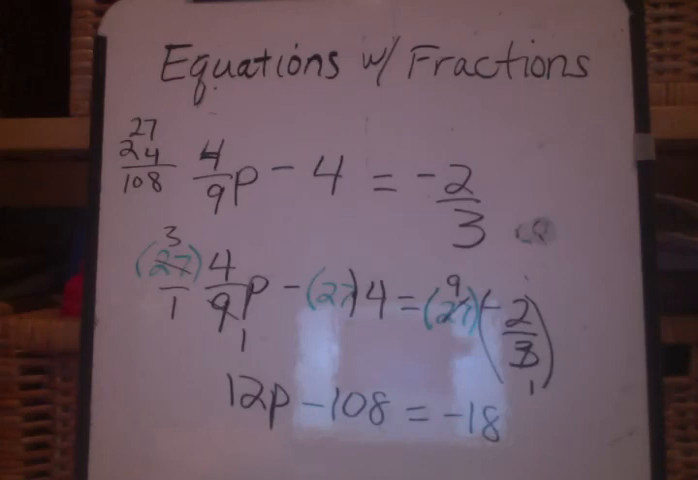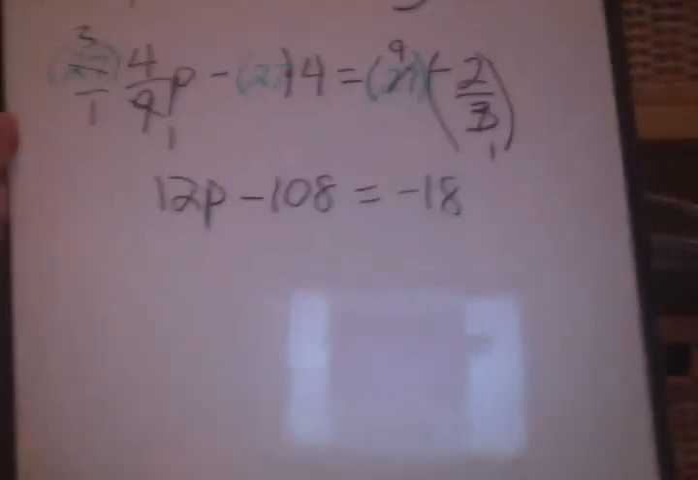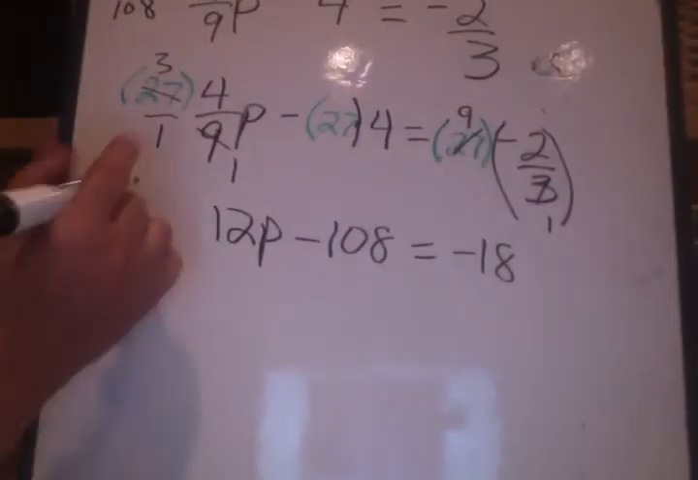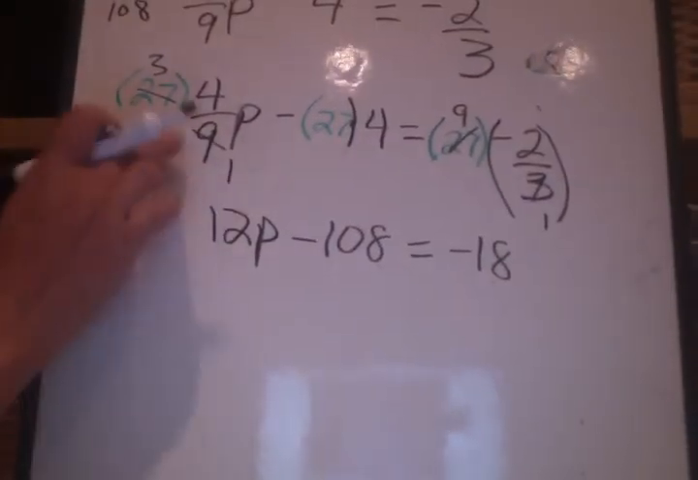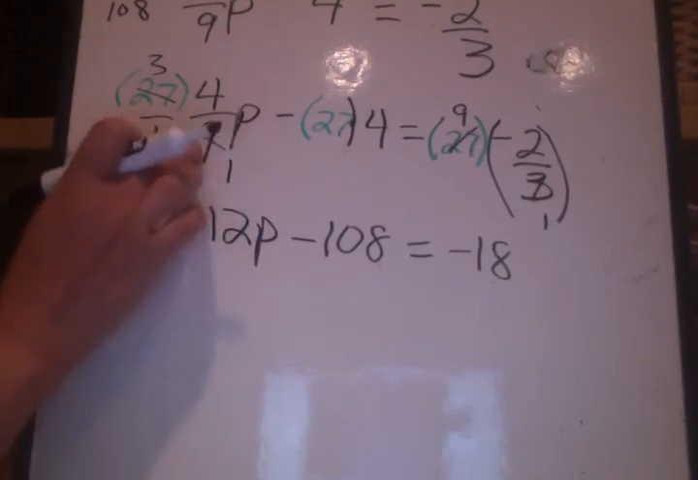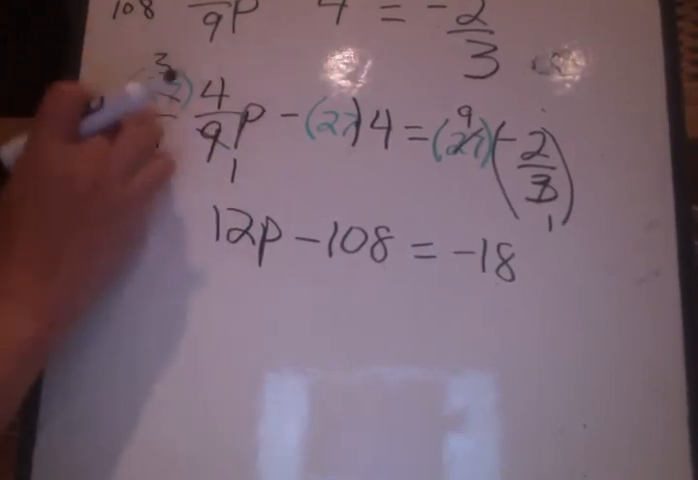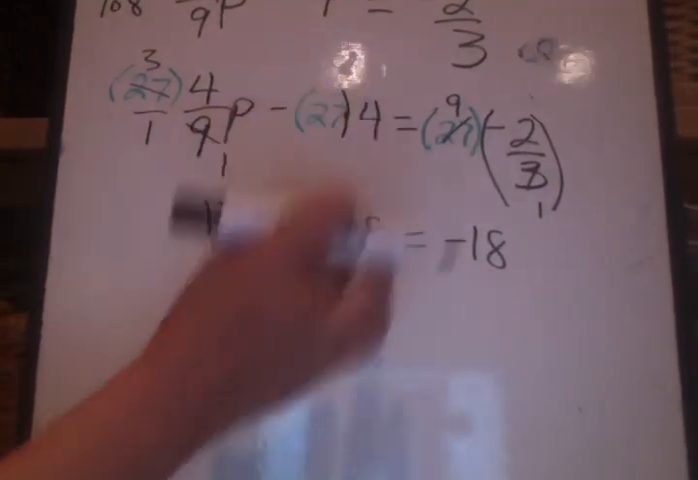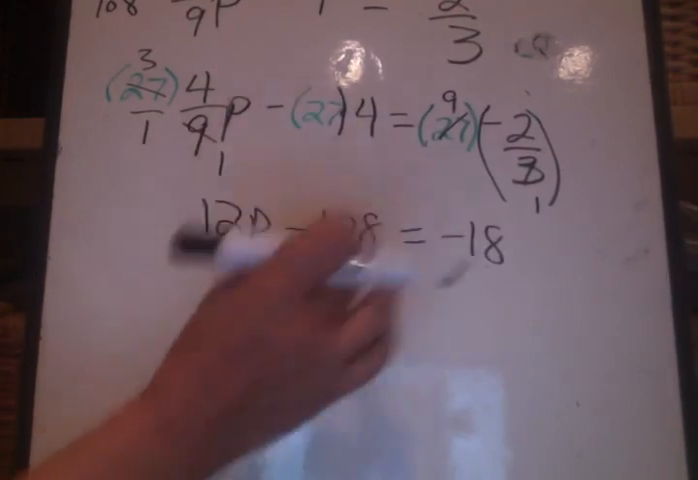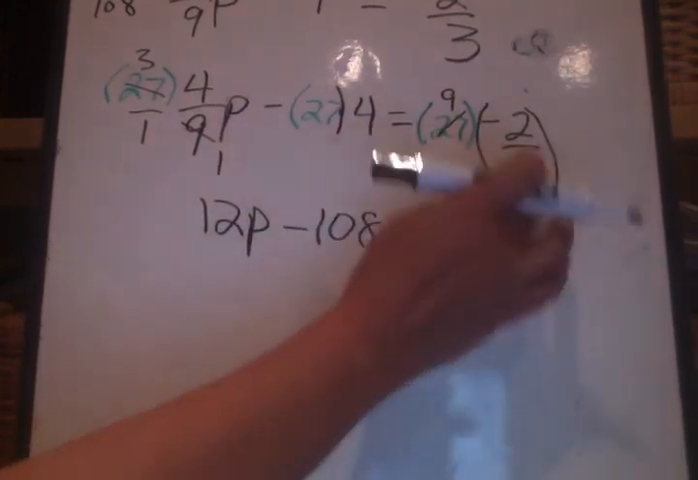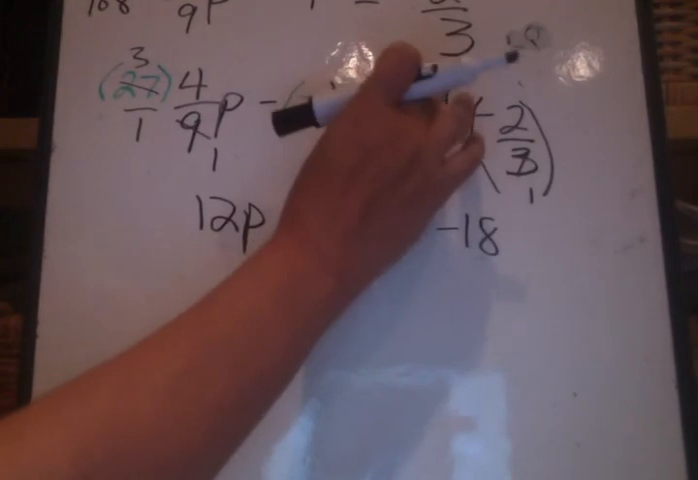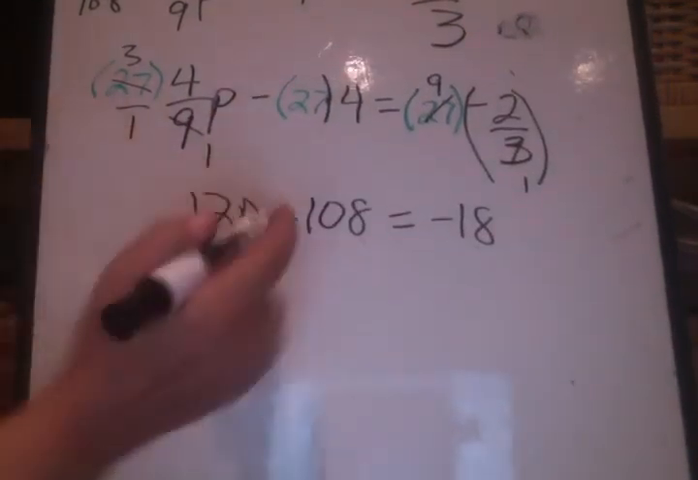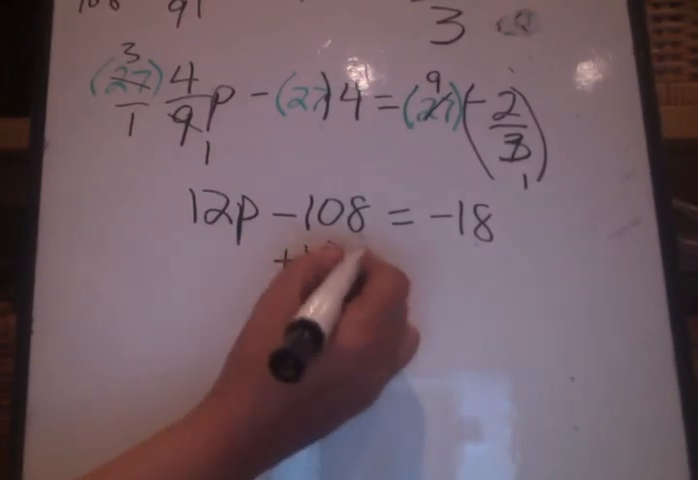Then I add both sides. Let's see if you guys can see this. Just want to review here. 9 divided by 9 is 1. 27 over 9 is 3, and 3 times 4 is 12p. These two multiplied is going to be 108. 27 times 4 is 108. And then here 3 goes into 3 once, into 27 9 times. 9 times negative 2 is negative 18. All right, now I add 108 to both sides.